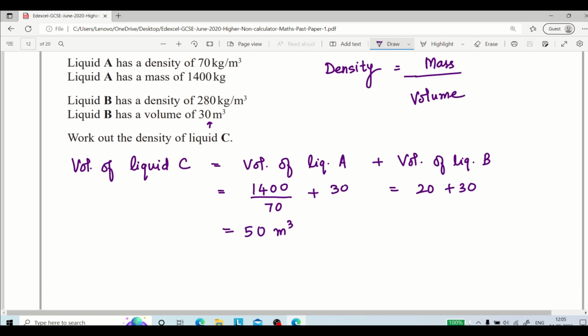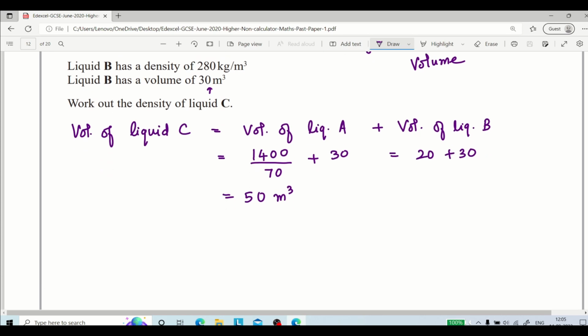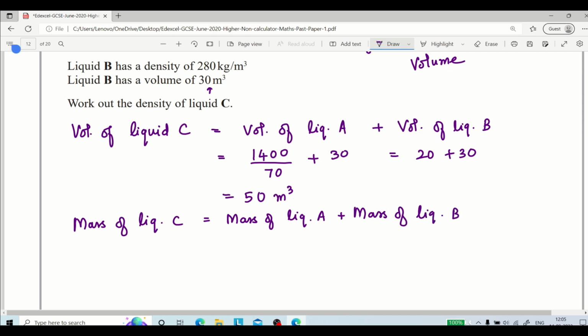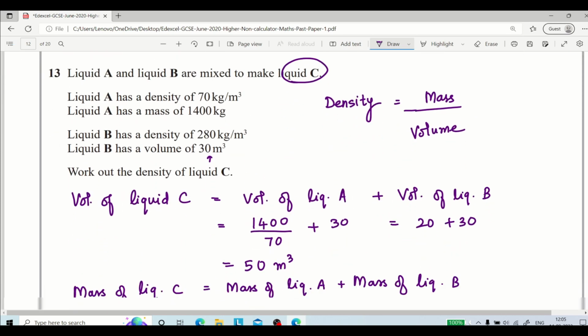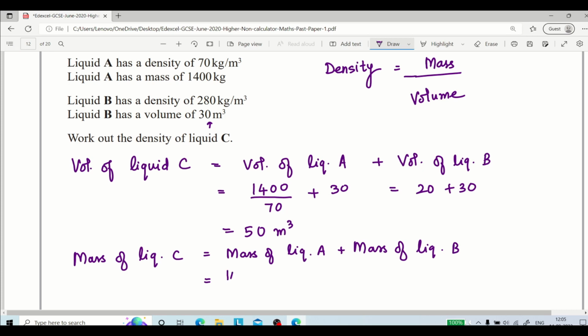Now you need to find out the mass. Mass again is going to be mass of liquid A plus mass of liquid B. What is the mass given for liquid A? It is 1400 kg. I'll just write this down, 1400 plus. Mass is not given for B, but we will be able to find that out, right? How? Density into volume, based on this formula.